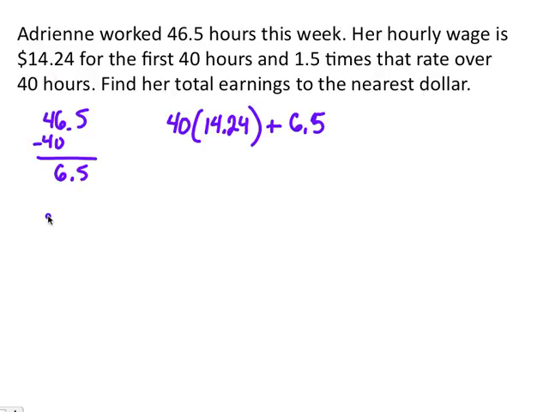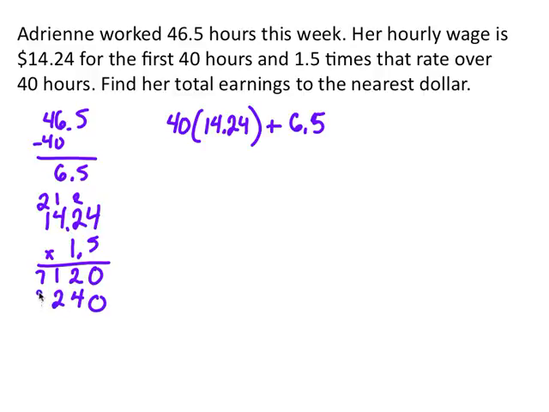So we take $14.24 times 1.5. And so we'll work this out here. 5 times 2 is 10, plus 2 is 12. 5 times 4 is 20, plus 1 is 21. 5 times 1 is 5, plus 2 is 7. That is 0. And then we'll multiply by 1. So that one's easy to do. Add those up. 6, 3, 11, 2.